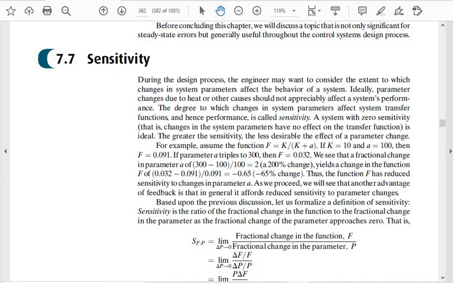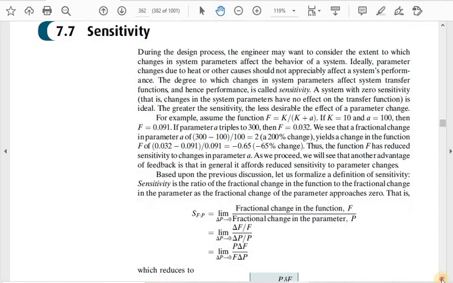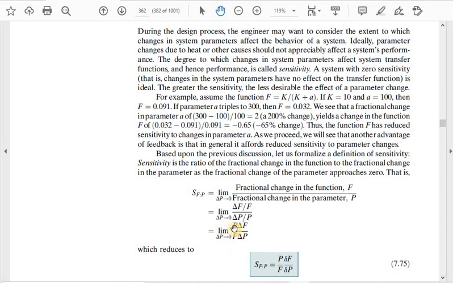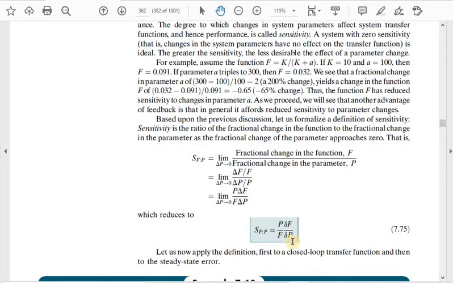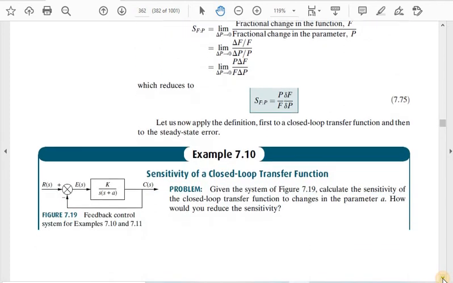After some simplification, this cross multiplication, it becomes p del f divided by f del p. So it reduces to a very simple relation: p divided by f times partial f divided by partial p. So let's see how we can use this formula to understand the parameter variation. Just look at this example that will clear it up for us.